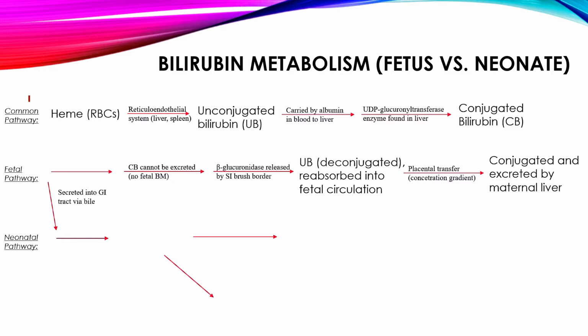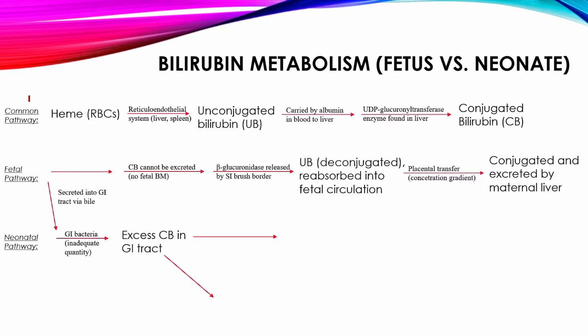So now we have the neonatal pathway. So in the neonatal pathway, it's secreted by the GI tract, via the bile into the GI tract. But the problem is that we can't do much with it when we're really, really young neonates. We don't have enough GI bacteria to oxidize the conjugated bilirubin into excretable forms, such as urobilinogen, urobilin, and stercobilin. So we get an excess of conjugated bilirubin in the GI tract.